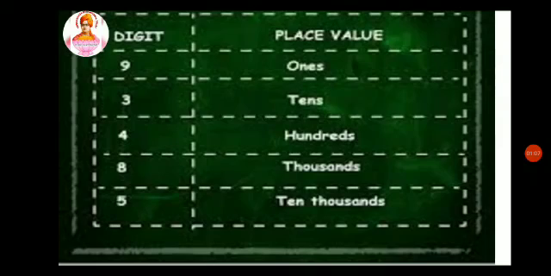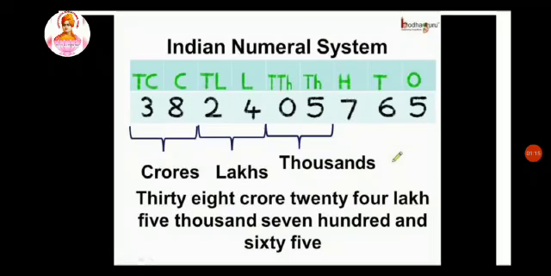In your 4th standard, you learned up to 5-digit numbers, that is up to the 10,000 place value. But in this class, you are going to learn the place values after the 10,000 place, that is lakhs, 10 lakhs, crores and 10 crores.